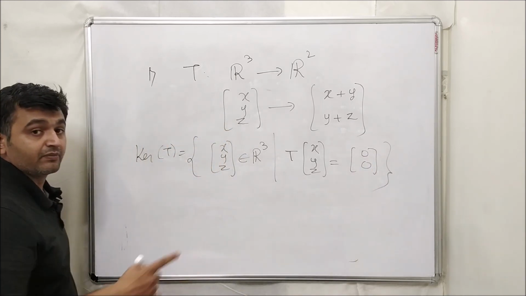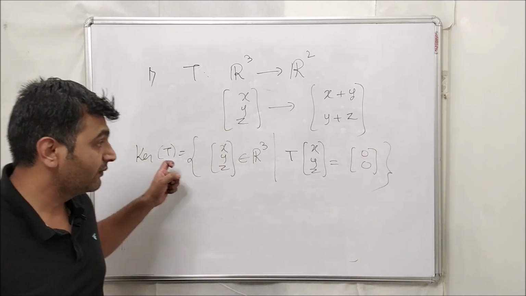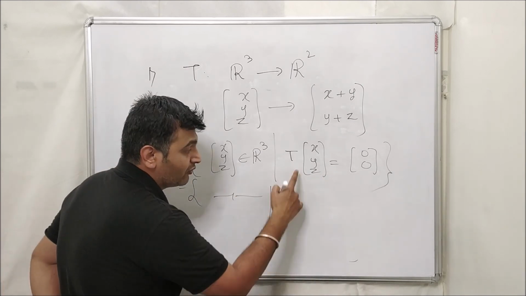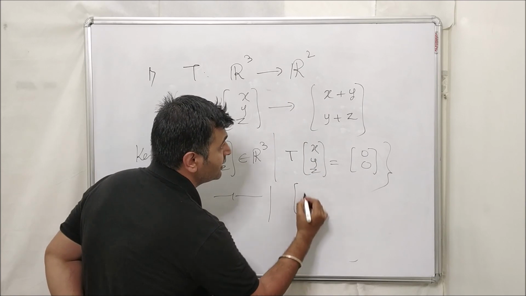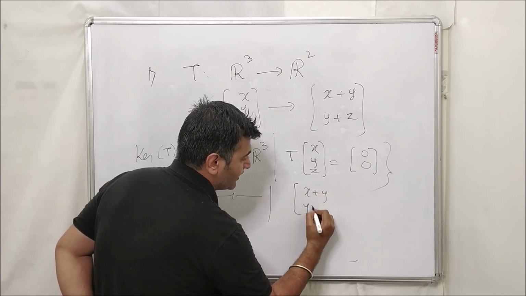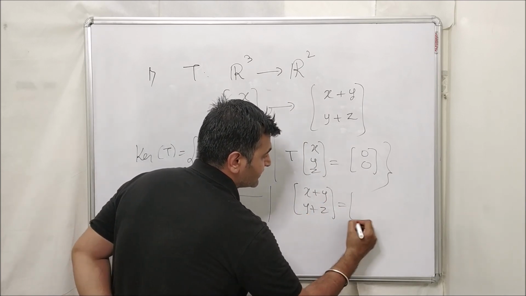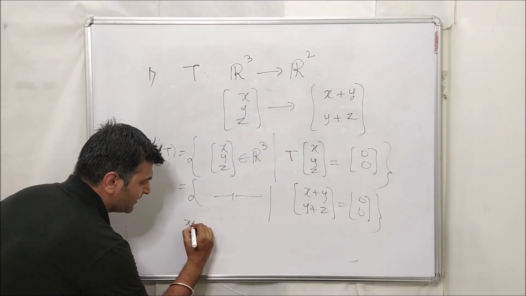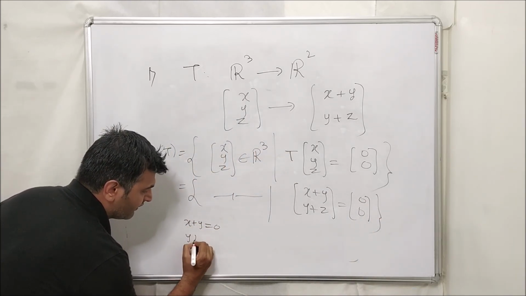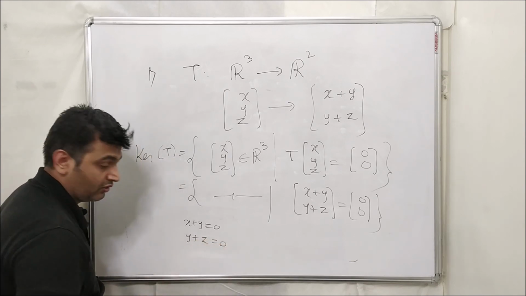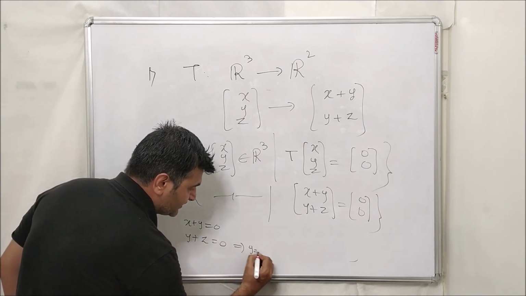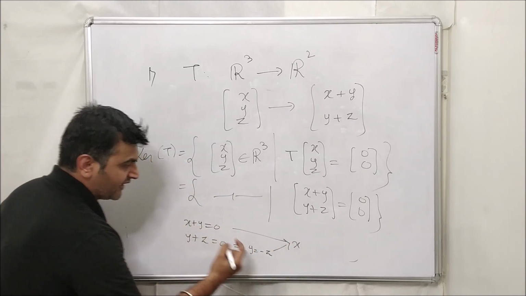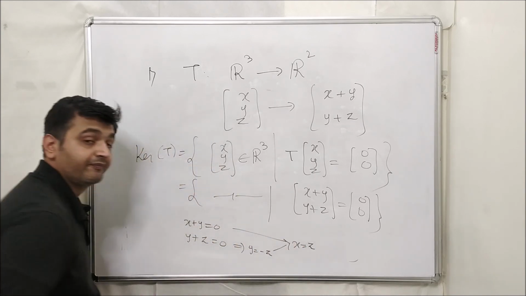So that's the first step: you write down the definition of the kernel. Now second step, you write down the definition of T. So what is your T? (x plus y, y plus z). This is equal to (0, 0). Now you equate. So you have x plus y equal to 0. You have y plus z equal to 0. So this implies your y is minus z, and this together implies x equal to minus y. So x equal to z.